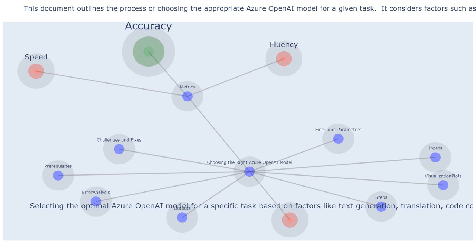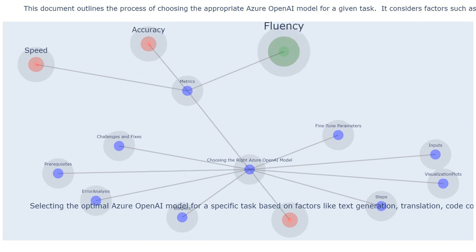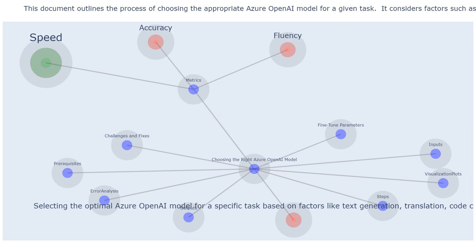Metrics. Accuracy measures the correctness of the model's outputs. For tasks like text classification or question answering, it indicates the percentage of correct predictions. Fluency refers to the naturalness and readability of the text generated by the model. It is assessed based on factors like sentence structure, grammar, and vocabulary. Speed refers to the model's efficiency in processing information. It is measured by the time it takes to generate outputs for given inputs.